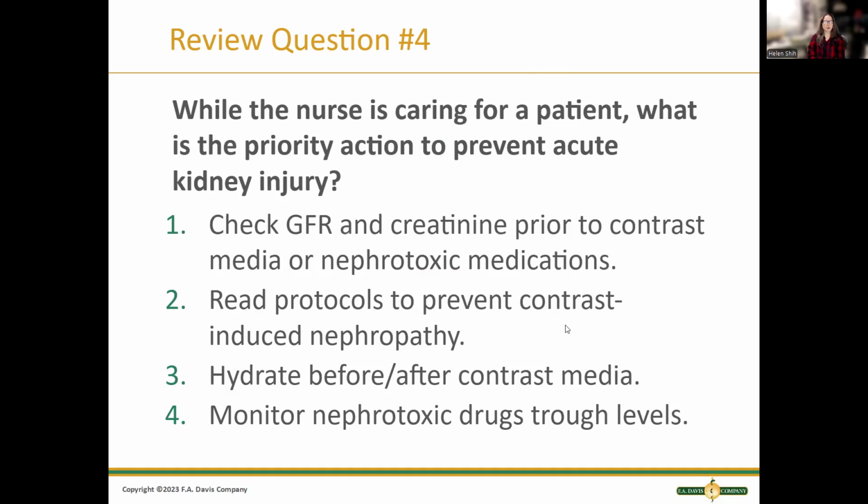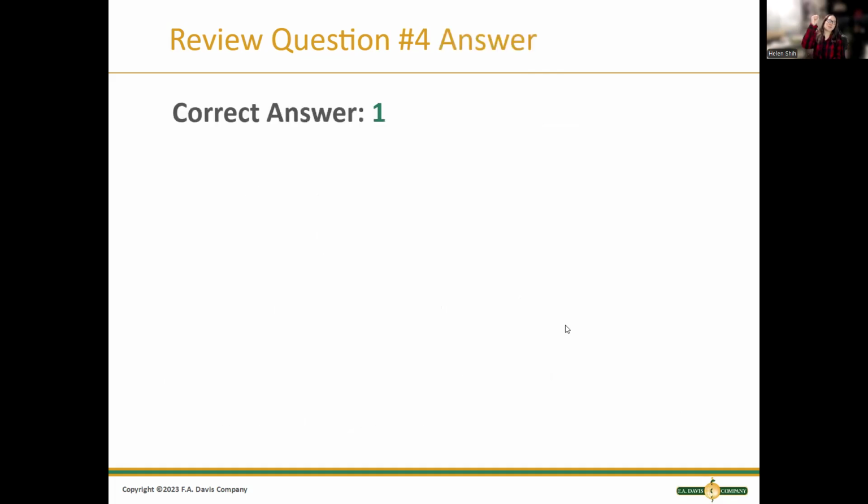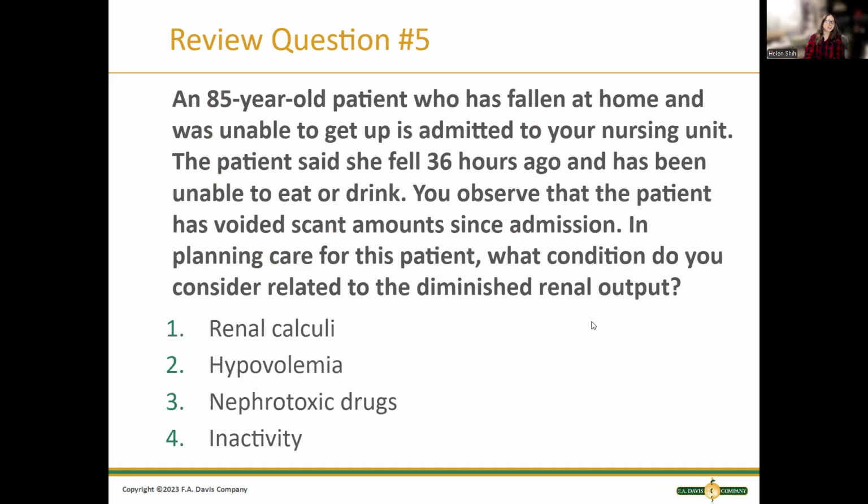But we want the priority action. So maybe let's read through all the options. We want the patient to hydrate before and after the contrast media, and we want to monitor nephrotoxic drug trough levels. Out of all of these, there's a certain order to do these, and I believe the order is actually in what is outlined. So I'm just going to go with 1, where we check the GFR and creatinine for clearance before we even introduce the contrast or give nephrotoxic medications. So that one was correct, thank goodness.